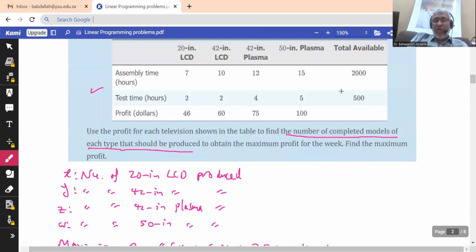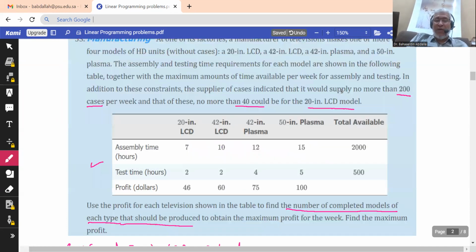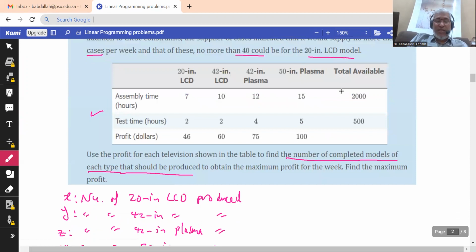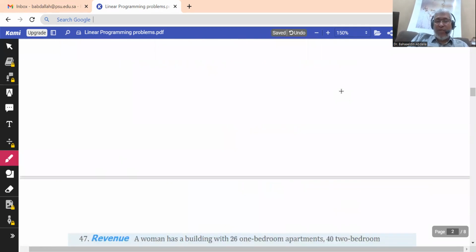And we know also that we have no more than 40 for the first model, which is X. So I know that X shouldn't be greater than 40, so it's less than or equal to 40. So here is the linear programming problem for this question.